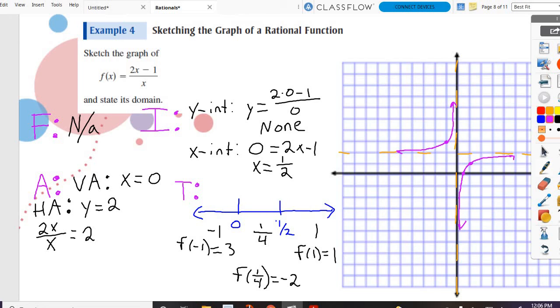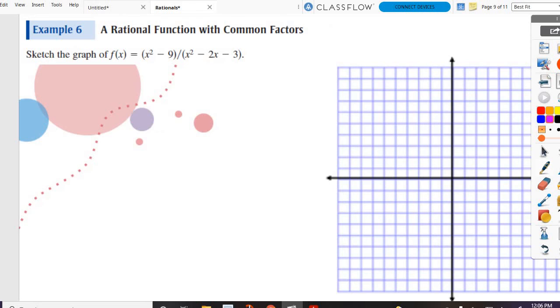So we're going to do one more together. So we have x squared minus 9 divided by x squared minus 2x minus 3. So again, what's our first step? Factor. Factor, which this time does our function factor.